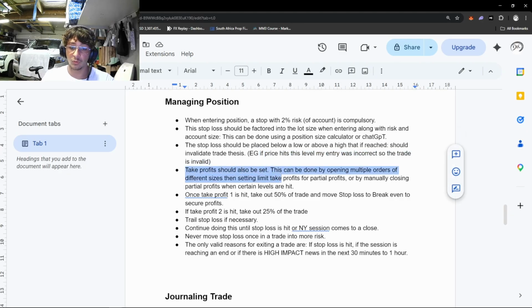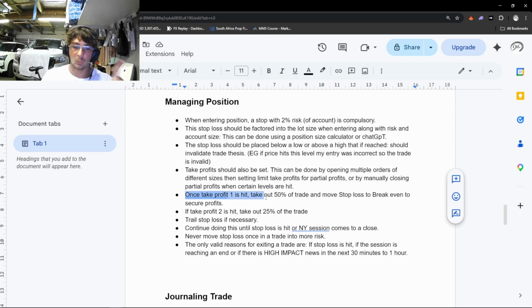Take profits should also be set. This can be done by opening multiple orders of different sizes and then setting limit take profits for partials, or by manually closing partial profits when certain levels are hit. Okay, comment if you don't understand that one.